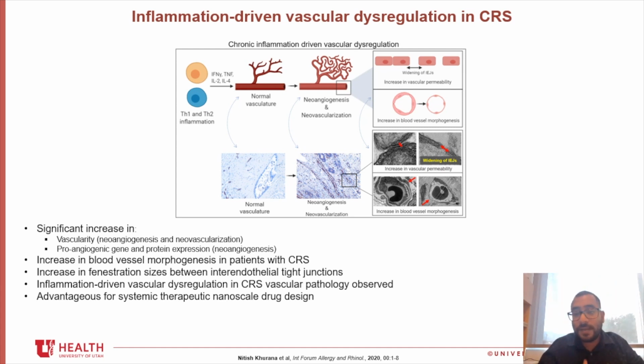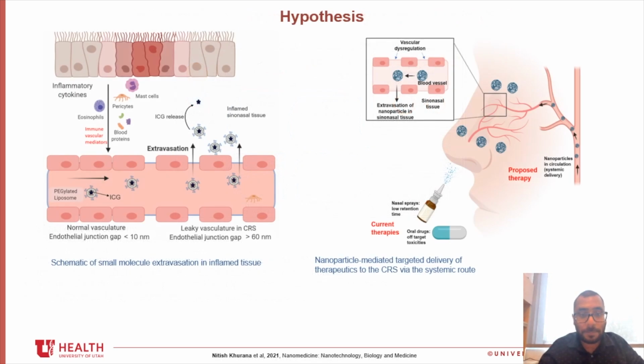Now, the question is, can we do the same for the patients with CRS or any inflammatory disorder for that matter? So that's why the hypothesis became that if instead of the current therapy, which are the oral drugs and the nasal sprays, if we circumvent the current therapies and we deliver a nanoparticle via systemic delivery, which is directly into the blood, then the nanoparticle will be traveling in the blood vessel, it will eventually reach the blood vessels that are present in the nasal cavity.